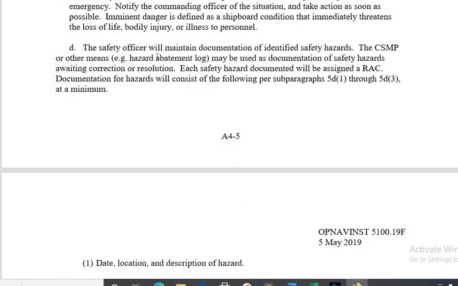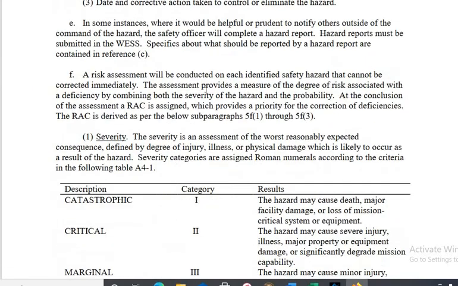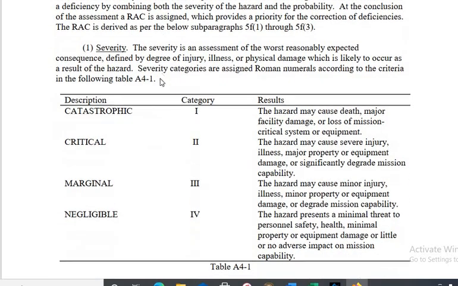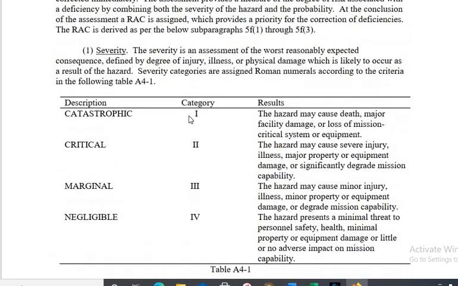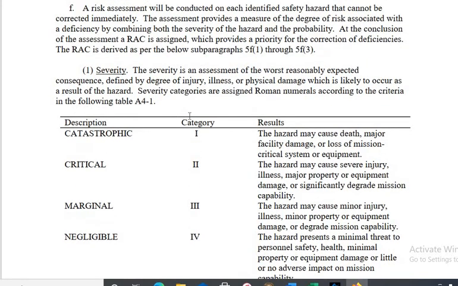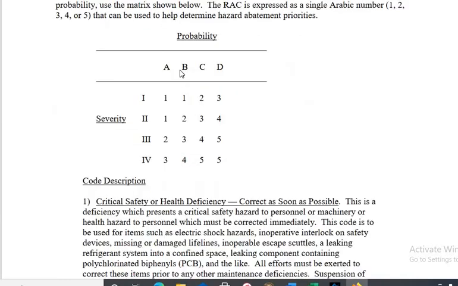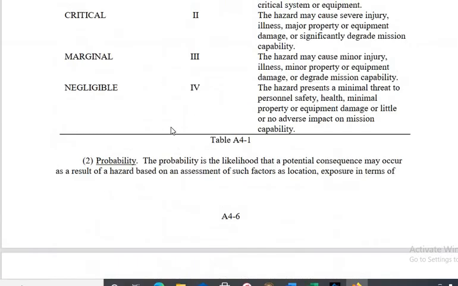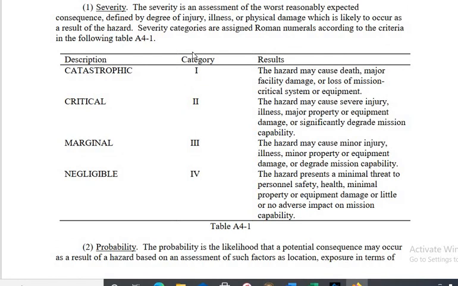Safety officer maintains documentation of the safety hazards. Hazard reports are submitted in something called WESS, W-E-S-S. Didn't see that in the other chapters, so something to remember. Hazard reports are submitted into the WESS. Here we got our risk assessment codes. The RAC is kind of interesting. It's a two-label process, and then there's a matrix of these two, and that's how you get your RAC code. So it's not as simple as one would think.